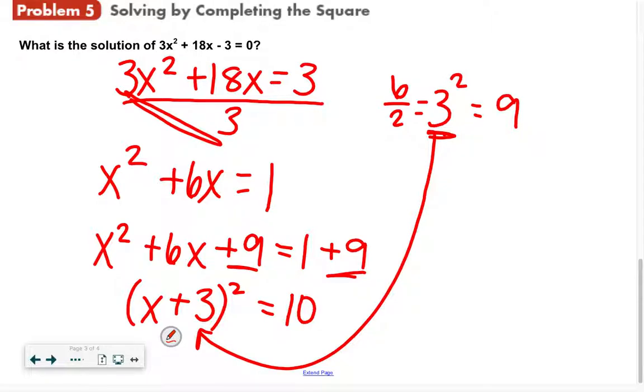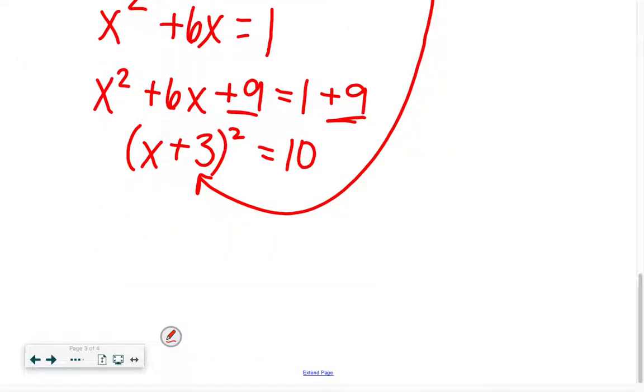Okay. Is that okay? From there, we just solve like we did on Thursday. How do I get rid of this square? Square root it. When I square root, I have how many answers? 2. Plus or minus the square root of 10.